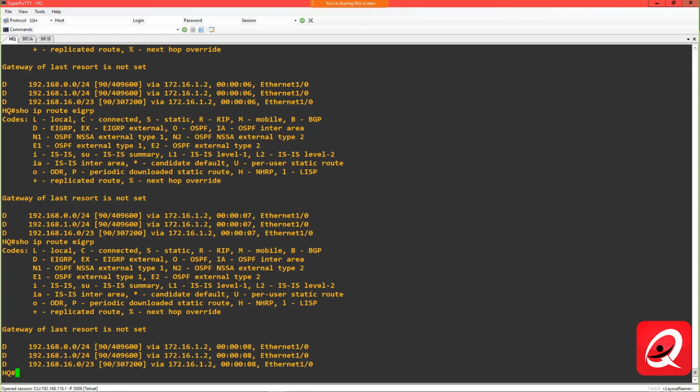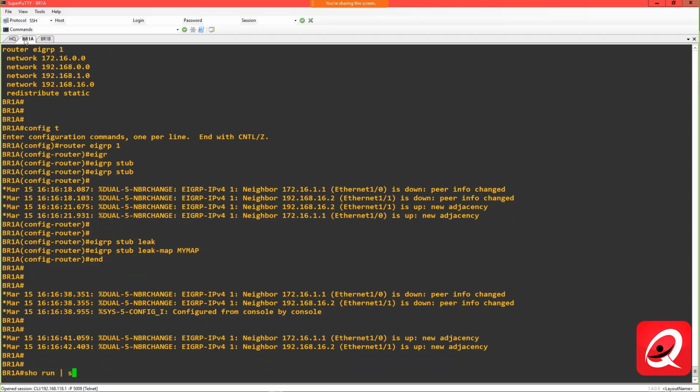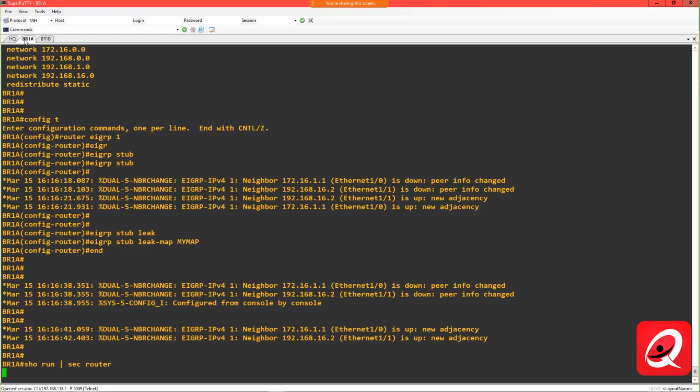I'm going to try one more thing, and then I'm going to chalk it up to something strange with this code. I'm not sure why it's not working. It's a very, very simple configuration. So show run pipe section router.